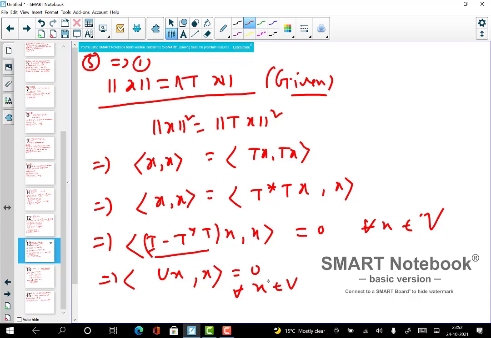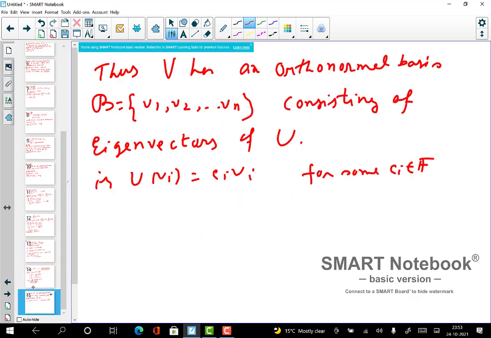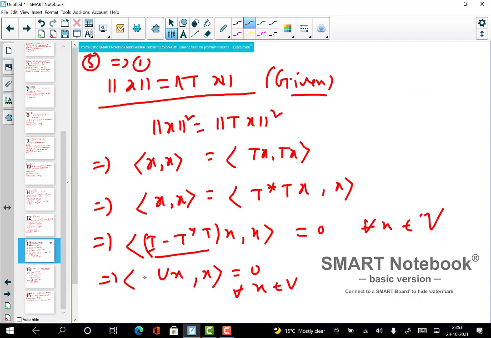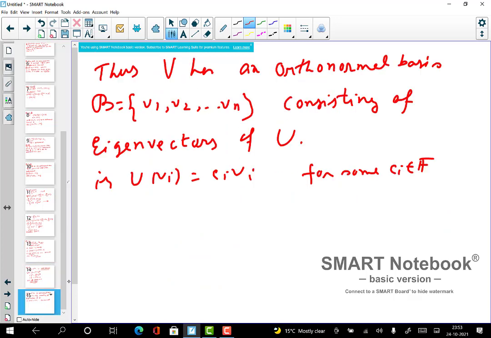So what does that mean? That means in particular, for every vector x, the inner product of Ux with x is equal to 0. And so what you can say? You can say that this is true for basis vectors also, right? Because this is true for every vector. So let me now choose that basis vector. So thus you can say that the inner product of U vi with vi equal to 0 for all vi belonging to the basis, right?